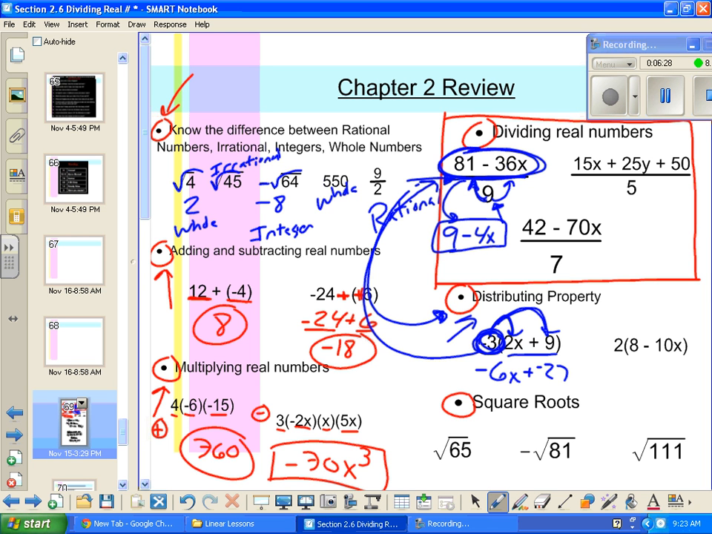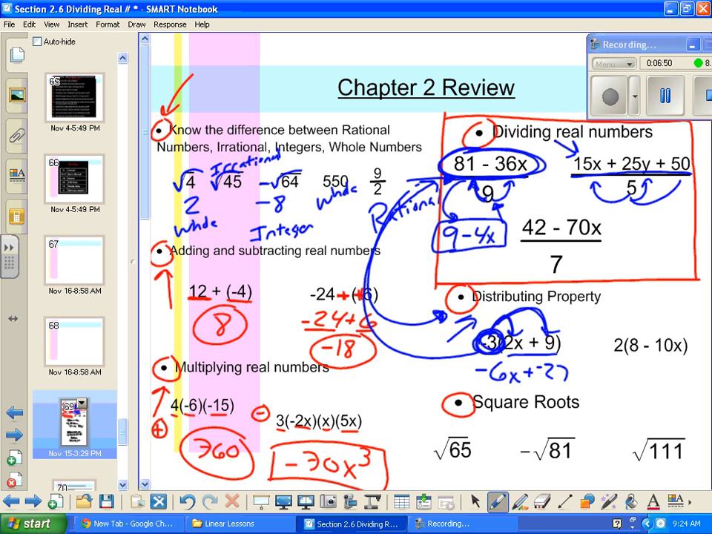Kind of like when I distribute, where I multiply each number individually, I can divide by each number individually. Looking at this next one: 15x plus 25y plus 50, all of this divided by 5. Well, that means I can actually divide each one of these numbers separately by 5.